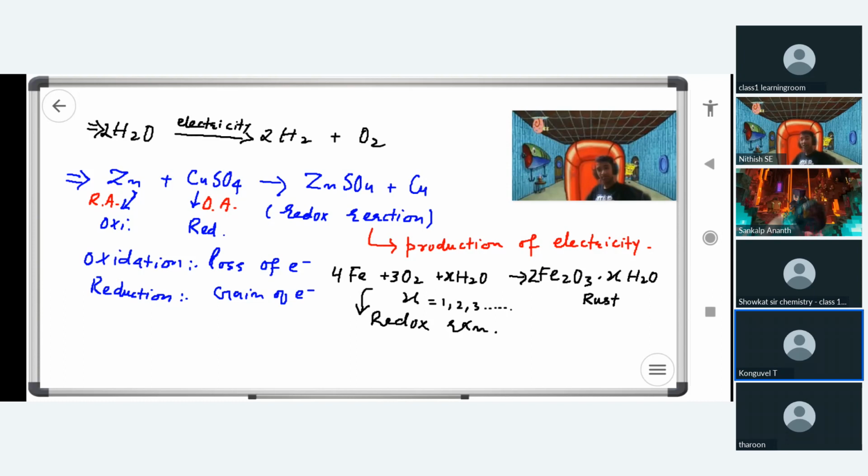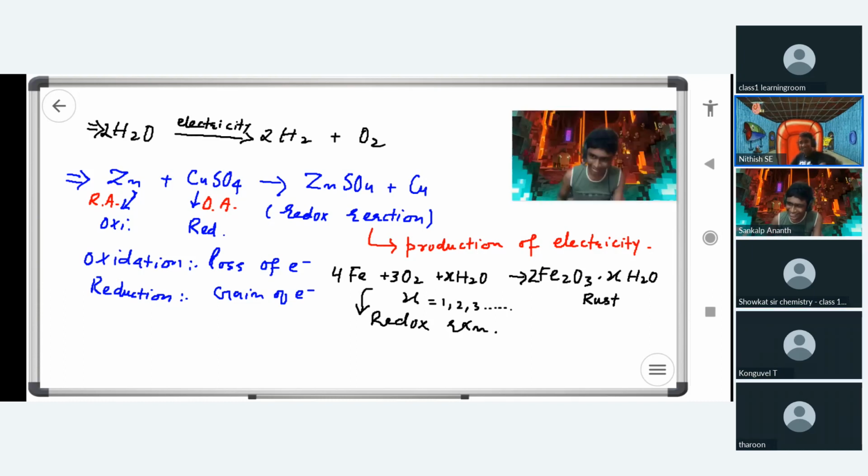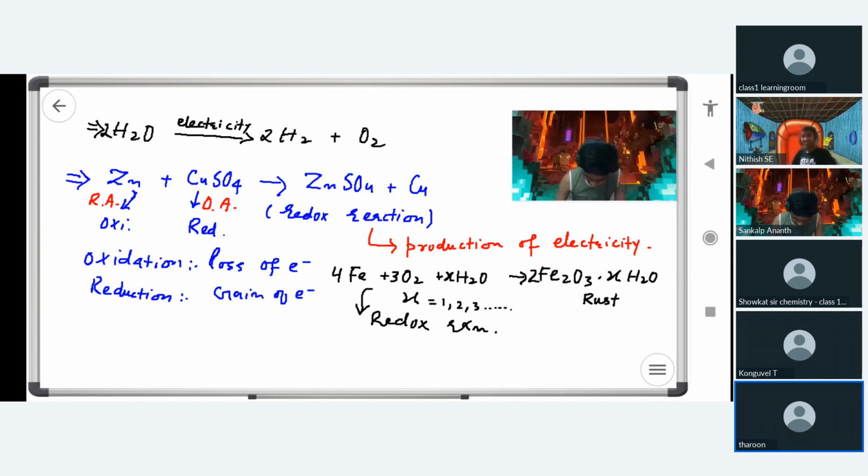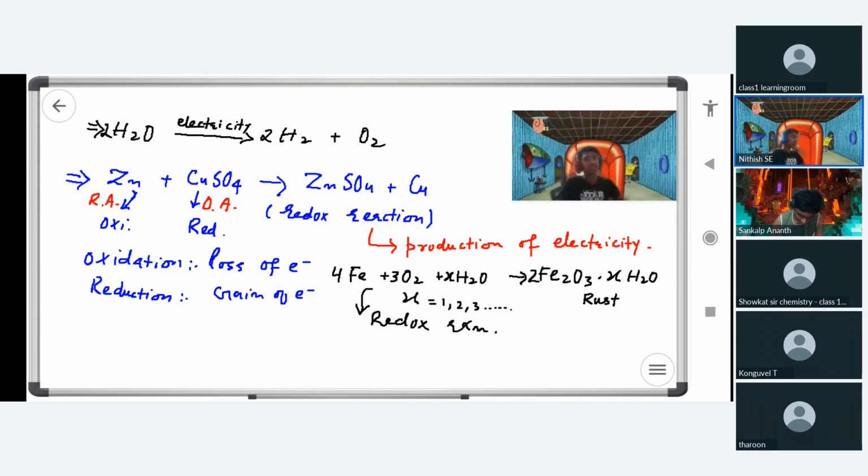Electrolysis is different. Does every reaction emit electricity? No. Whenever there is a redox reaction, electricity will be produced? Every reaction is a redox reaction, but every redox reaction will not always give you electricity.